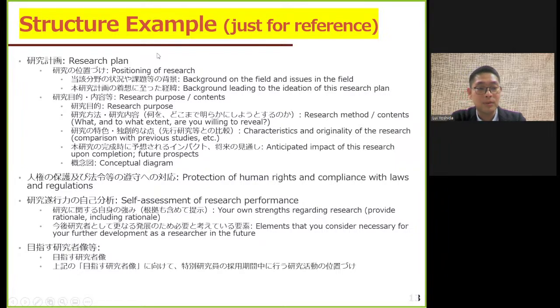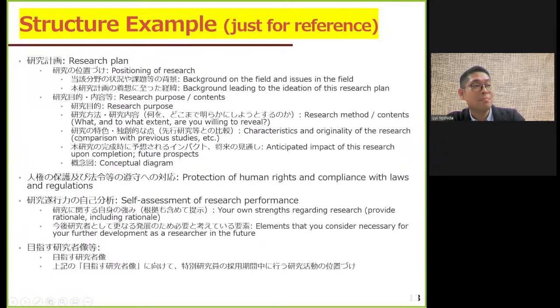So this is a structure example of the Gakushin proposal. At first, the research plan, and I think it's good to write the positioning of research. In the positioning of research, you need to write the background on the field and the issues in the field, and also the background leading to the ideation of the research plan. And in the research purpose and content section, I think it would be good to include the research proposal, the research method and contents, the characteristics and originality of the research, the anticipated impact of this research upon completion, and future prospects. So this is one example of the structure of the Gakushin proposal.